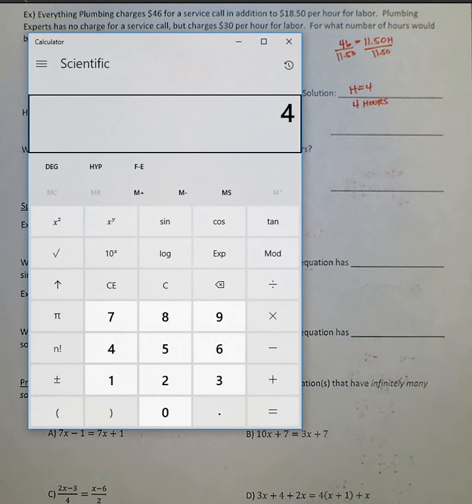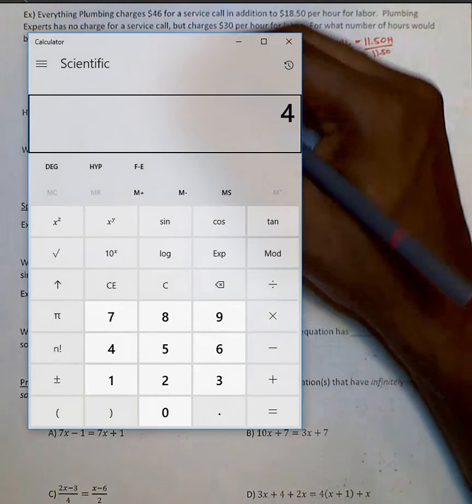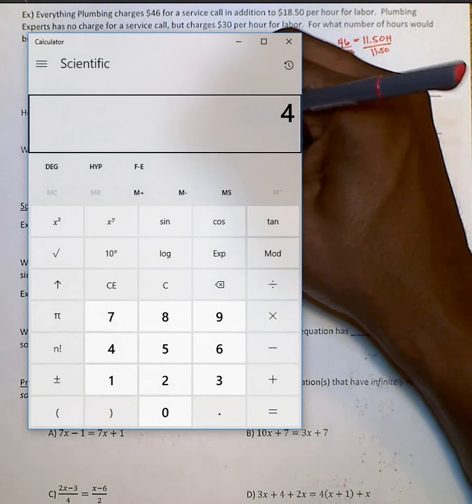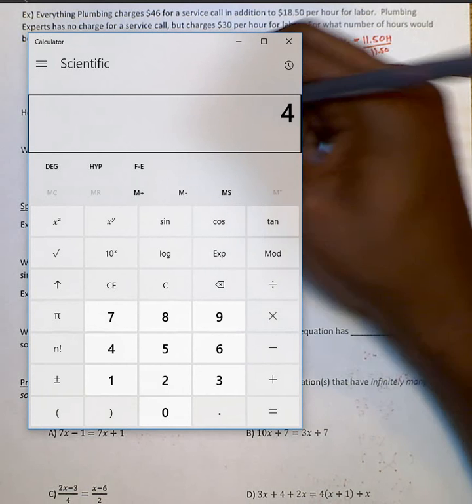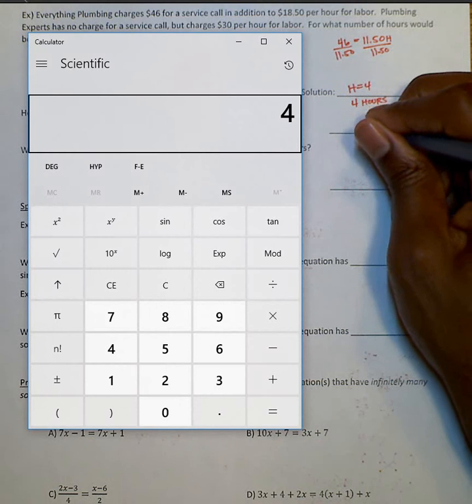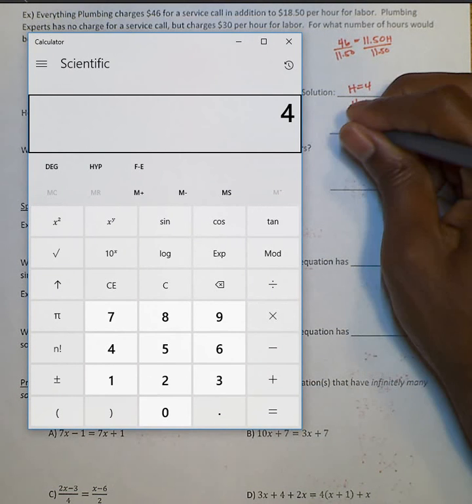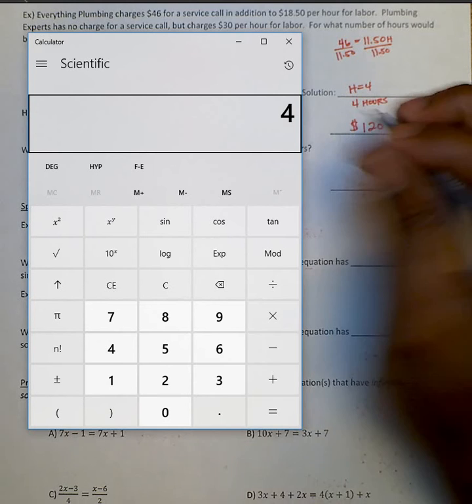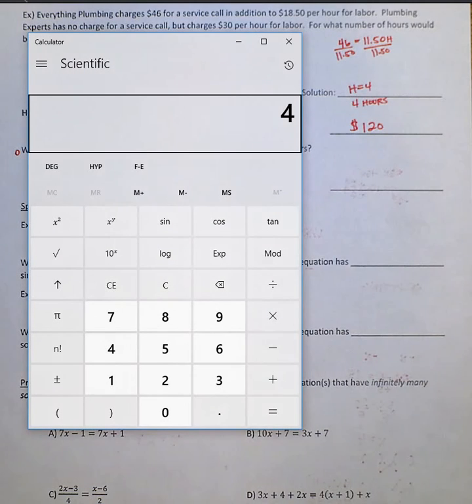Now, the second question asks us how much it would cost for that number of hours. We can find that out just by plugging in, or evaluating, one of our sides of the equation when h is 4. So I'm just going to say, okay, 30, and now instead of using h, I'm going to use 4. 30 times 4 is 120. Tell me which company you would use if you had a job that was going to take 6 hours.